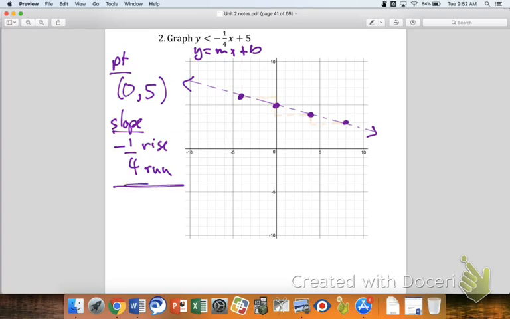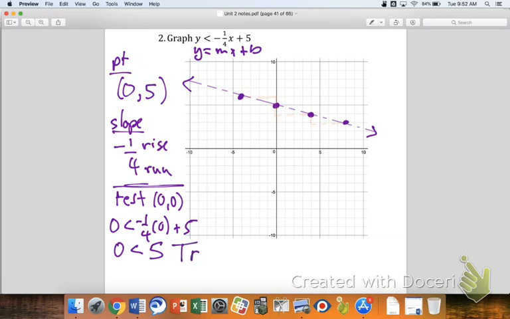I am a fan of using a test point here. What would be the easiest test point for this line? 0, 0. Unless it goes through 0, 0, that's always going to be your best test point. So I'm going to test out 0, comma 0. So that would give me 0 is less than -1/4 times 0 plus 5. What's -1/4 times 0? 0. And of course, 0 plus 5 is 5. The most important thing here is, is that really true? Is 0 less than 5? Yes. It totally is. So we say true. That means that 0, 0 is a part of my answer set. So I'd be shading down here.